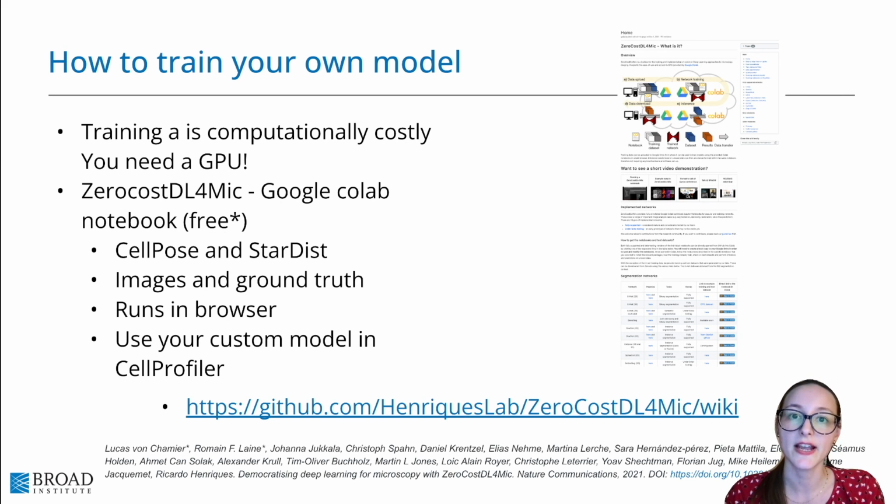Now, in order to do this, you need to provide images and also provide ground truth. So this can be like a label matrix of where the objects are within your image to train the model. This notebook can be run in browser, and then you can put your custom model in your CellProfiler pipeline. Definitely check out this link for their GitHub repo that has excellent documentation as well as video instructions and extensive written out instructions to help you run these notebooks. And this is just an image of what one of their notebooks looks like. Really great.